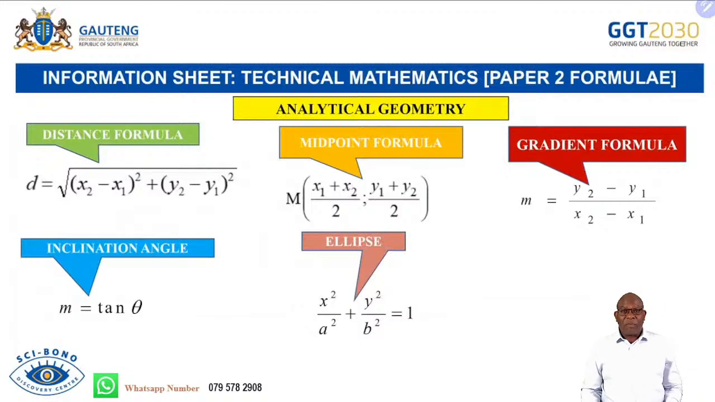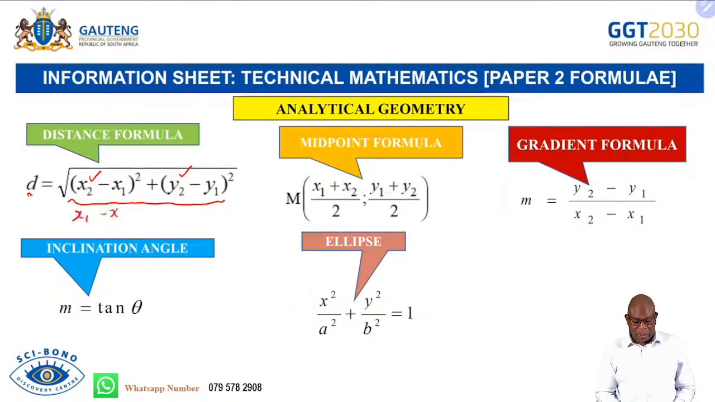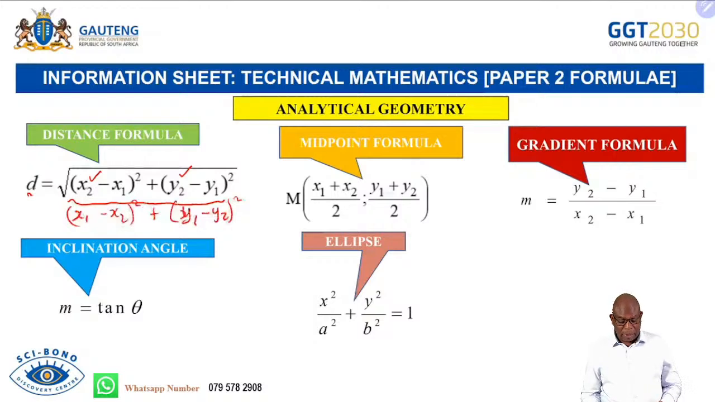Just to highlight some formulae on the formula sheet. If you go to your formula sheet, you need to identify the following formulae. We have the distance formula, which is d equals that formula. Remember, if you start with an x2 here, you must start with a y2 there. If you start with an x1 here, that formula can have x1 minus x2 squared, but then I must also have y1 minus y2 squared. So if I start with x1, then I must also start with y1 on the other side.